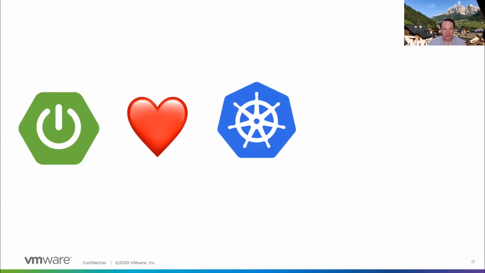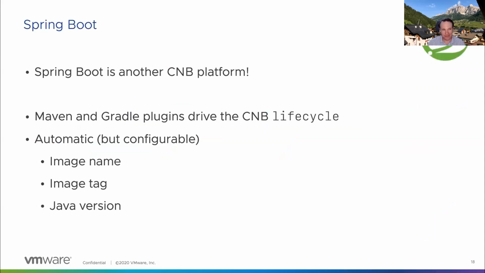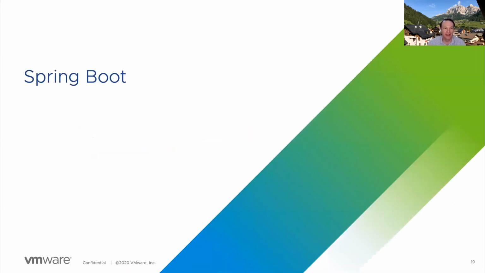But if you are Spring Boot and you want to describe how to help your users get to Kubernetes, what are your options? As we said, a 150 line Dockerfile that people are just going to copy and paste and cargo cult, and nobody really likes that. Or we can use Cloud Native Buildpacks and Paketo, right? There are Maven and Gradle plugins that drive the Cloud Native Buildpacks lifecycle and automatically do some things for you, right? In addition to obviously the builds that you'd expect to see, it knows things like the image name and the image tag and the Java version that should actually be specified, right?